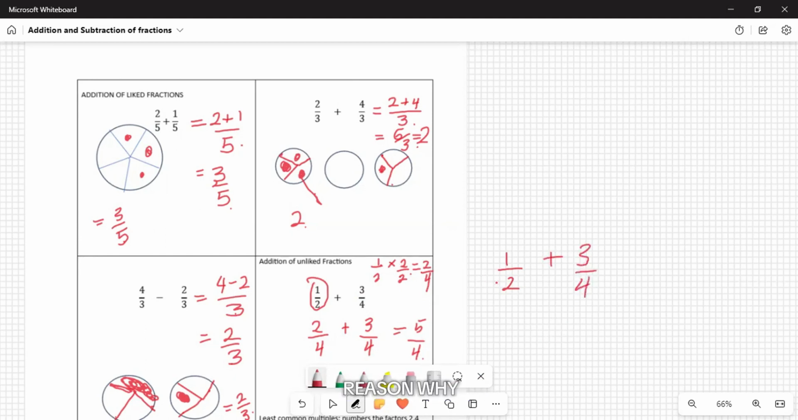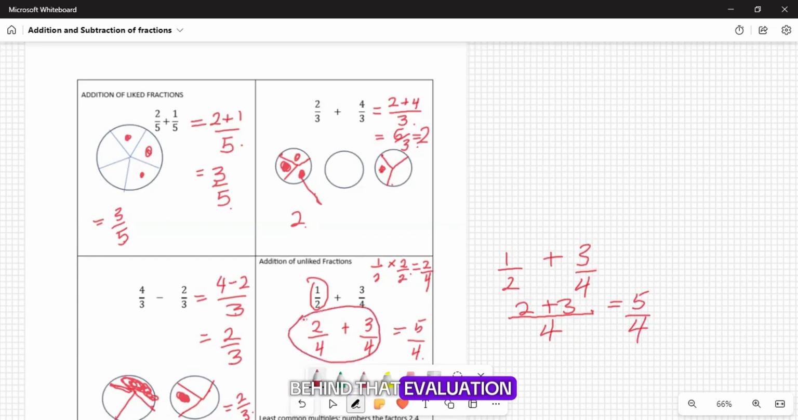I'm giving you the reason why you'll be told to find an LCM, which is a number that 2 and 4 can go through, which is 4. And you are being asked, 2 goes into 4 how many times? And you say to yourself 2, then you multiply by the numerator. So that is 2 plus 4 goes into itself 1 times 3, and you're going to have 5 over 4. In fact, this is the rationale behind that evaluation.